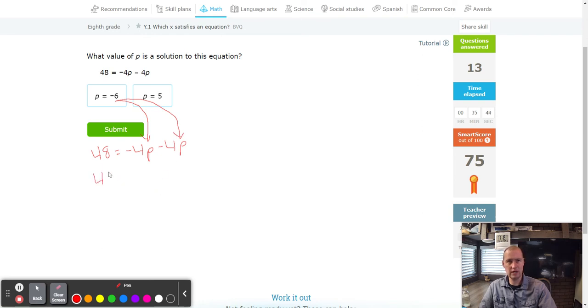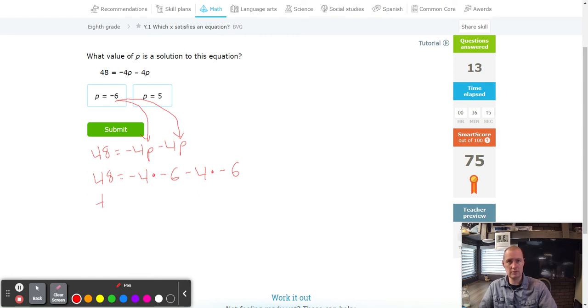So now I've got 48 equals -4 multiply -6, because remember, a constant and a variable next to each other is multiply, and p is -6, so I'll take that -6 and plug it in, minus 4 multiply -6 again. There you go. It's just a long multiplication and division problem is what it is.